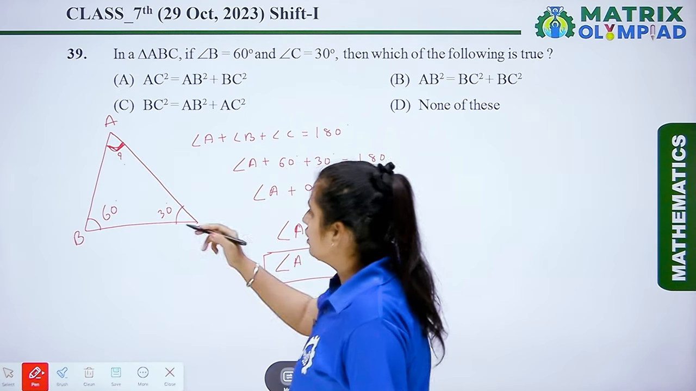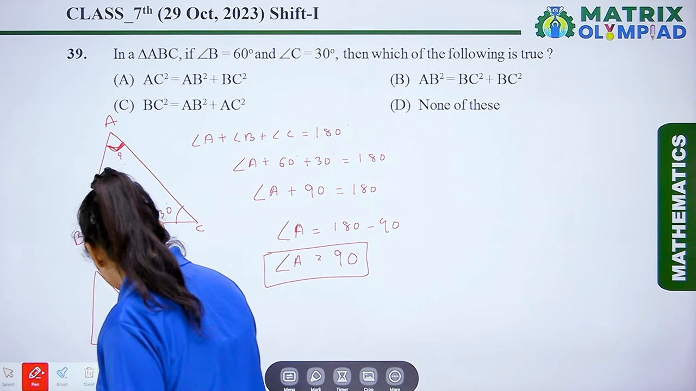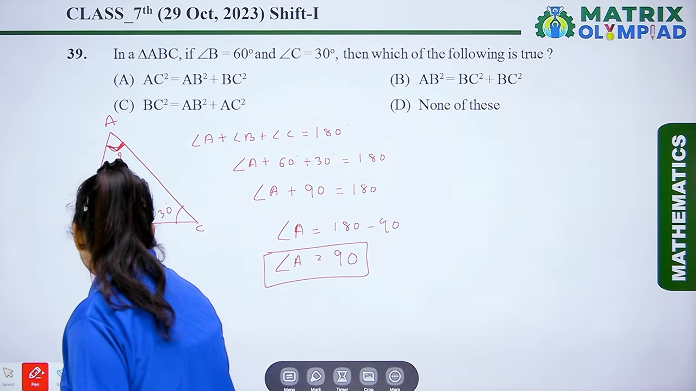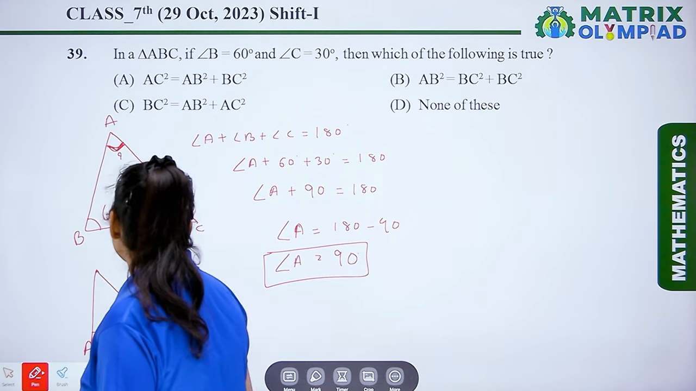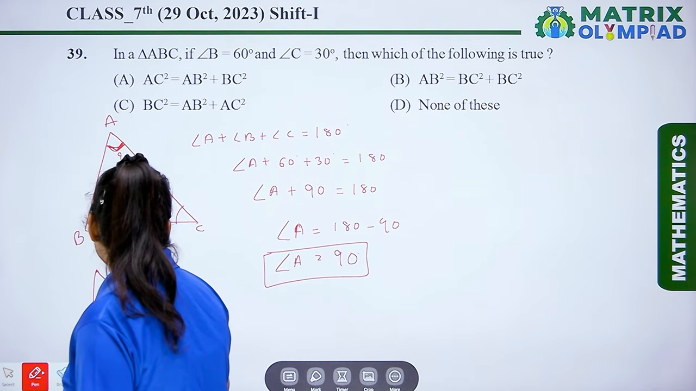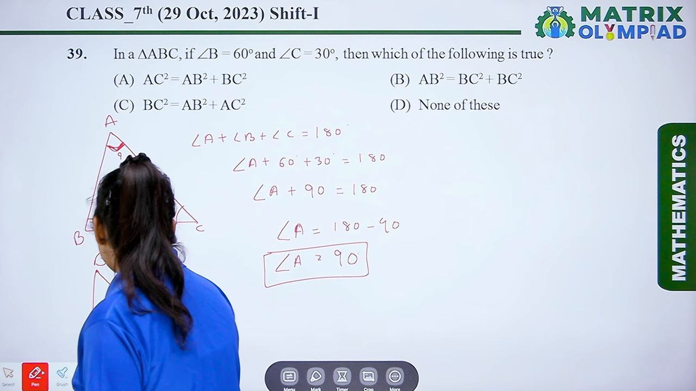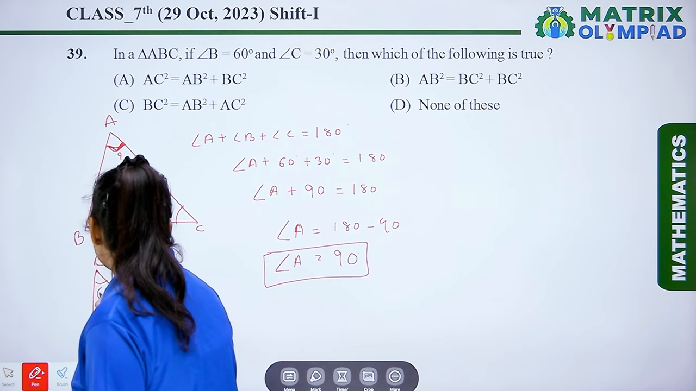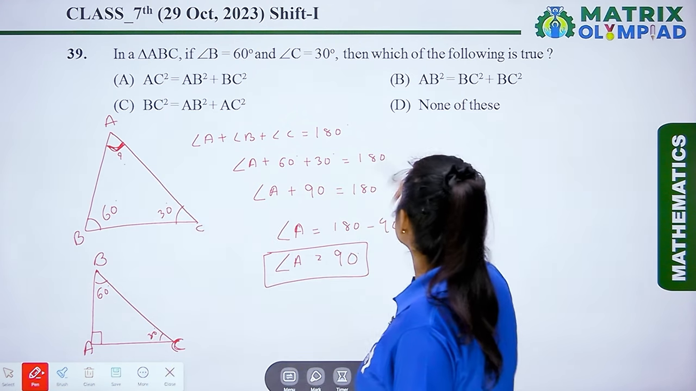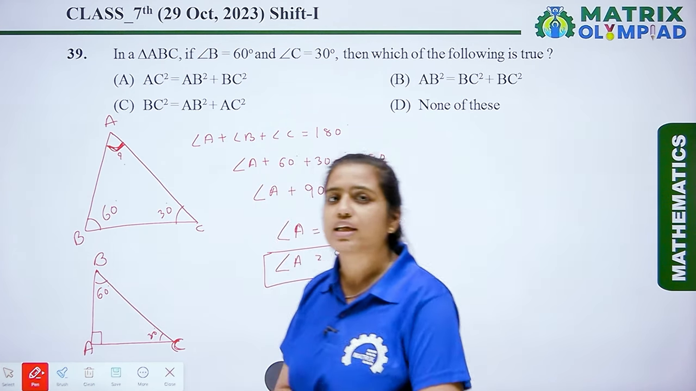So here, let's make a clear diagram. This is a right angle triangle which is right angled at A. Now here form A, B, and this is C. 60 degree, this is 30 degree. So, according to this, let's check the option, which option is the correct according to the right angle triangle.